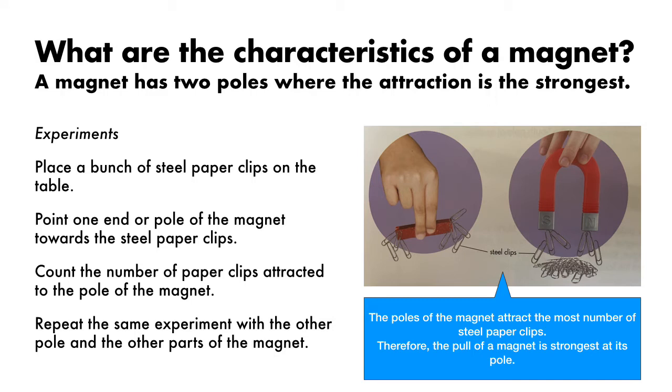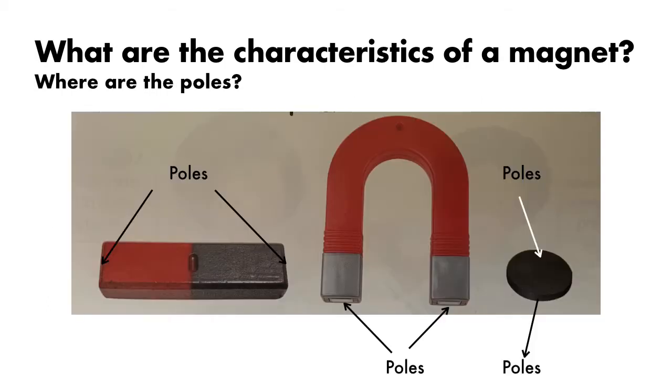So definitely the parts that pick up the most steel paper clips will be the strongest magnetic forces. So eventually you'll find that the poles of the magnet attract the most steel paper clips, and therefore the pull of a magnet is strongest at its pole.